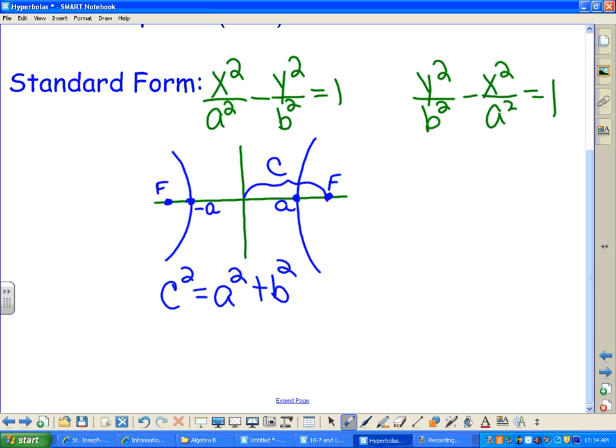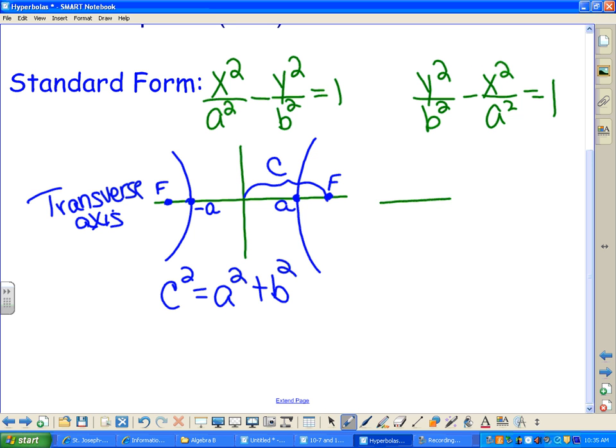Okay. All right. Oh, one more thing I wanted to say is that this axis that contains those foci, it's called the transverse axis. And you're going to read that in your book. They're going to refer to the transverse axis. And so if they tell you that the x-axis is the transverse axis, then you know it opens sideways. If they say that the y-axis is the transverse axis, then you know it opens up and down.